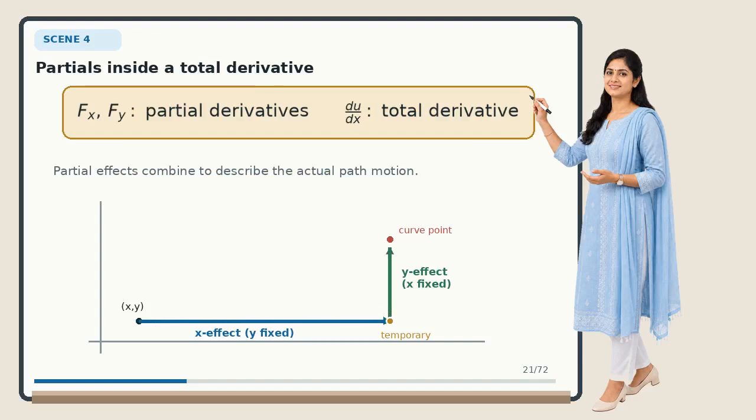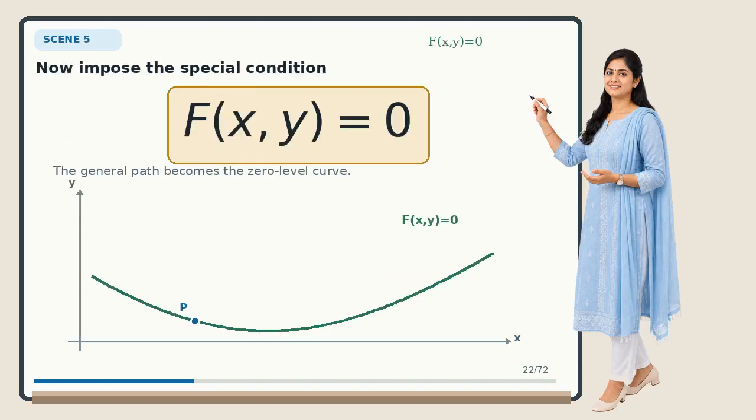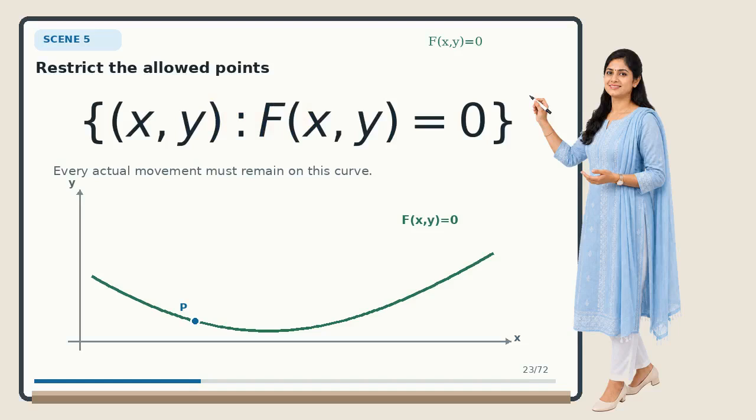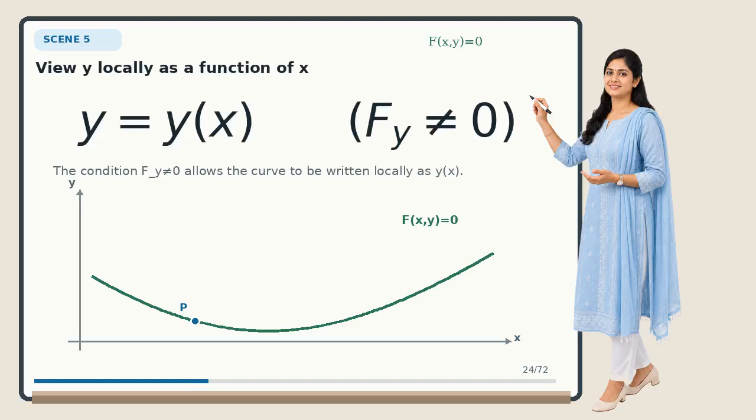Notice carefully, f sub x and f sub y are partial derivatives, but the entire expression is the total derivative with respect to x because the actual path changes both coordinates. Only now do we impose the implicit curve condition f of x comma y equals 0. We are no longer considering arbitrary points in the plane. We restrict ourselves to points whose coordinates satisfy f of x comma y equals 0. Near a regular point where f sub y is not 0, the curve may be viewed locally as y equals y of x. This is the local setting for the formulas that follow.